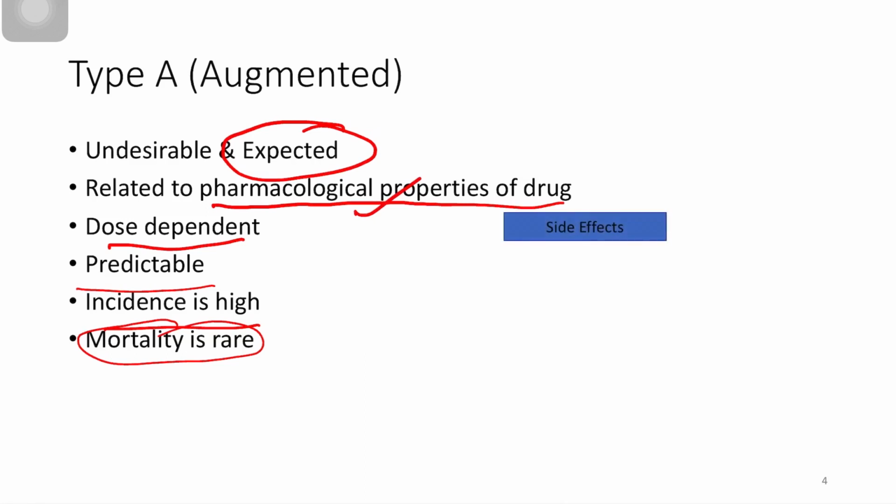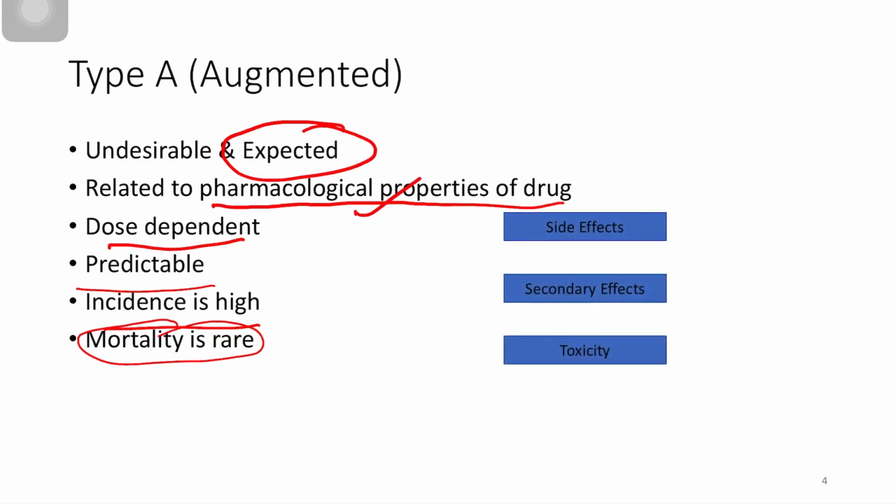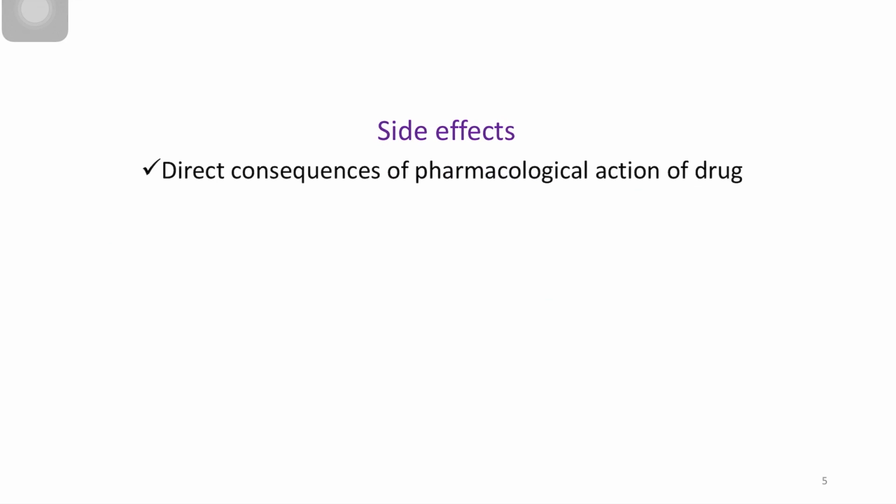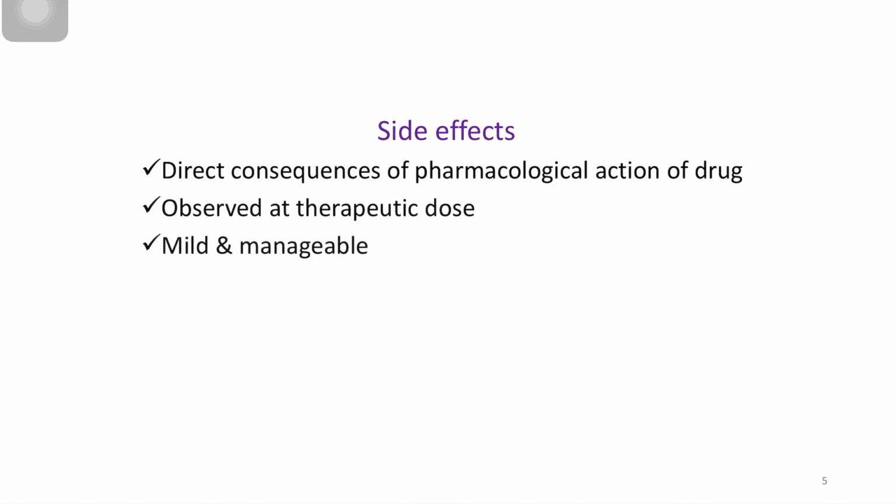reactions. Now this type A reaction has three subparts or three kinds of reactions. So side effects, we call side effects, is a part of type A adverse drug reaction. So one is side effects, two secondary effects, and three toxicity. So what is side effect? Side effect is a direct consequence of the action of a drug. It is observed at therapeutic doses, mild and manageable.